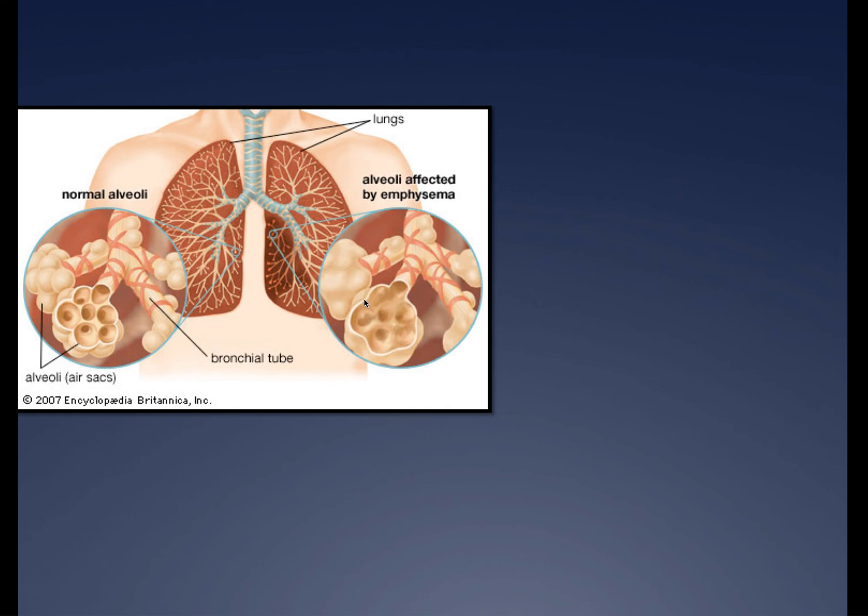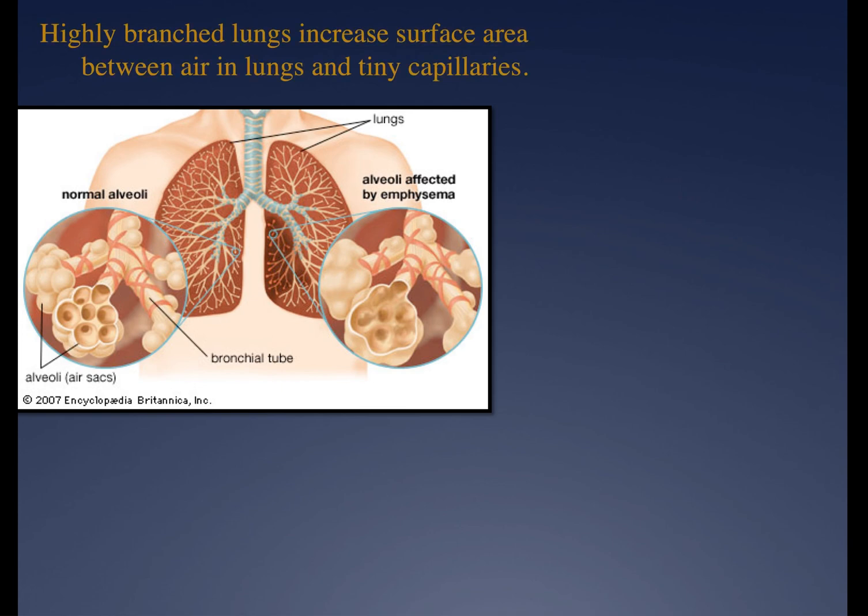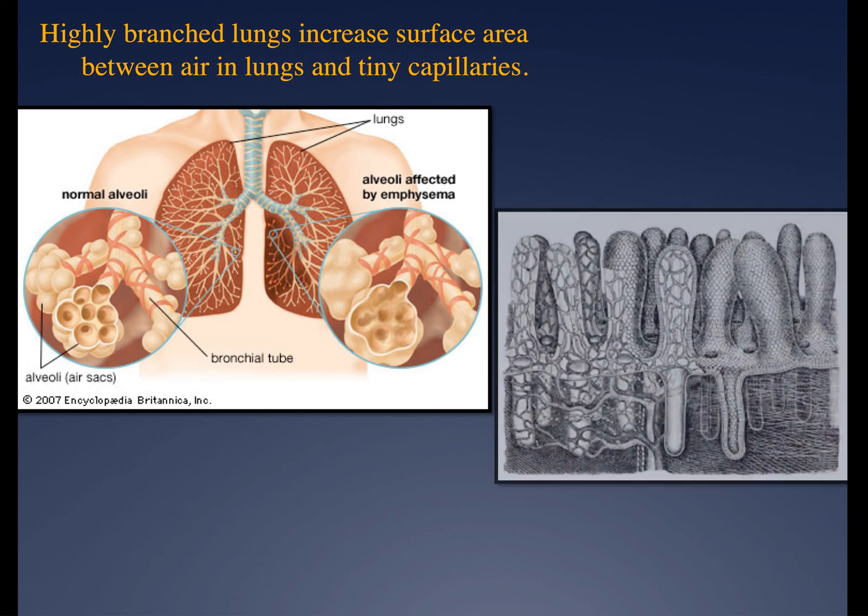Okay, so here's some diseased lungs in which those subdivisions have broken down. There's less surface area here. And so this person, my father was in this situation, they have to work harder to be able to get the oxygen in and the CO2 out of their body. So highly branched lungs increase the surface to volume ratio. Here's another place.